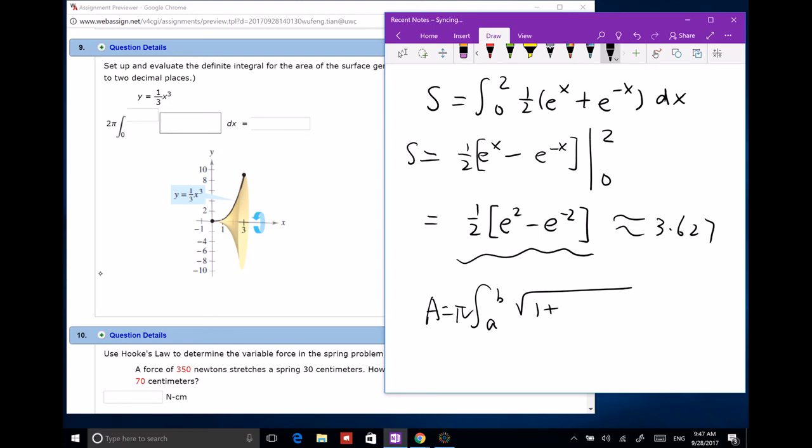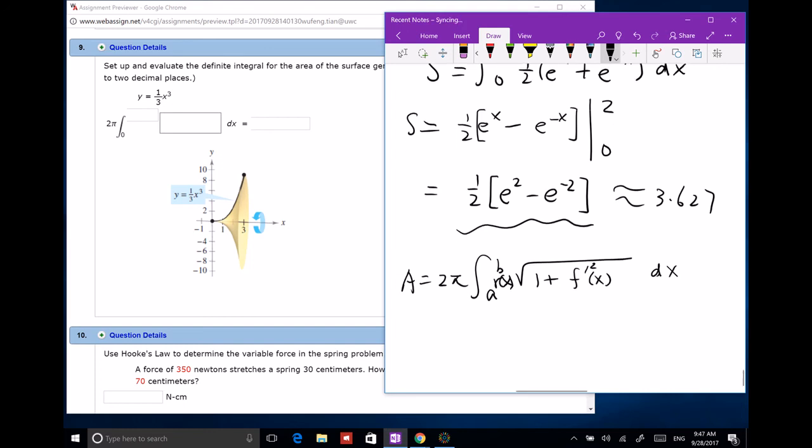Does anyone still remember that? f prime of x squared dx. Do you still remember the surface area? It's 2 pi, 2 pi r times, wait, let me write it. So A equals 2 pi times x. Yeah, 2 pi times r, 2 pi r times the height.